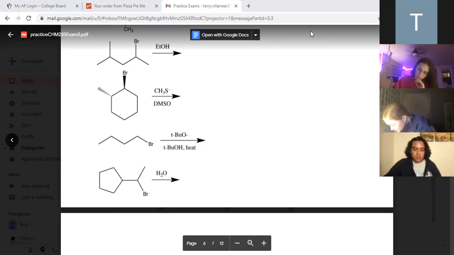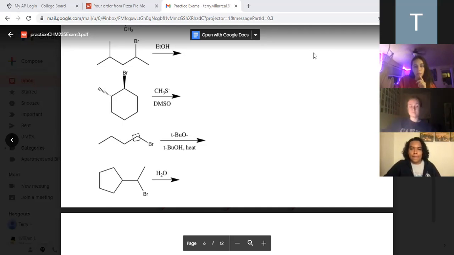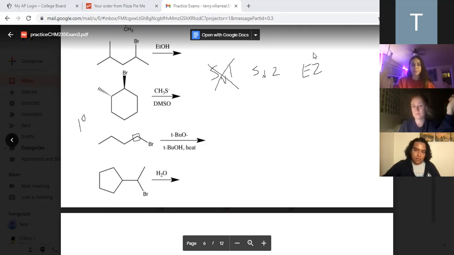Okay, so let's take a look at this problem. So what type of carbon do I have? Primary. All right, does that eliminate SN1, SN2, or E2? SN1. Yep, you eliminate SN1. You would also eliminate E1 if it was a possibility, because remember, you can't do SN1 or E1 on a primary carbon. All right, so now I have SN2, E2.